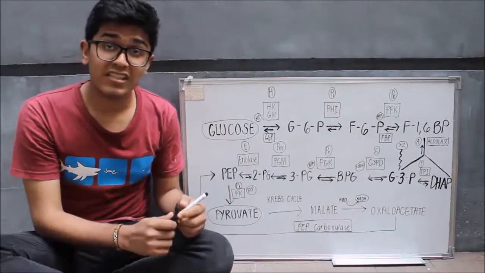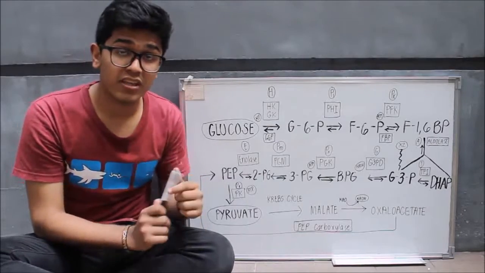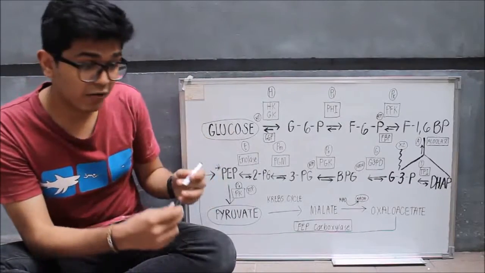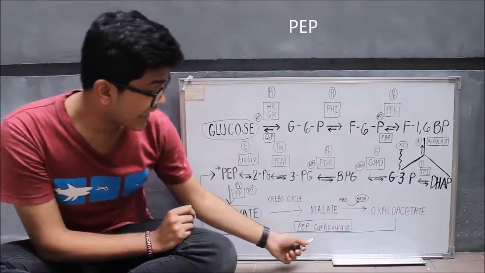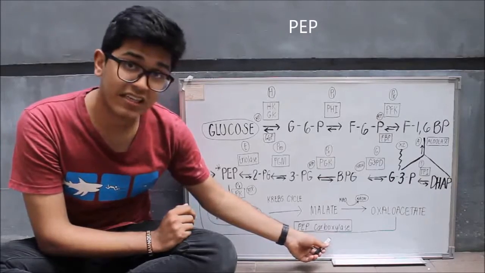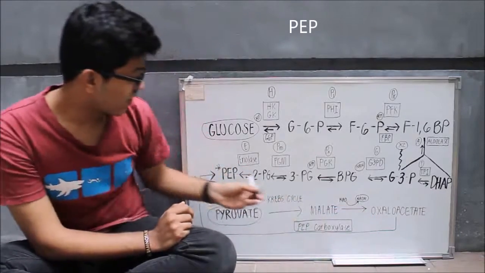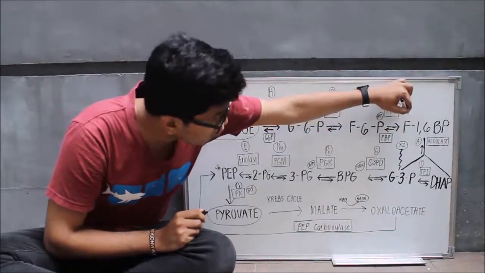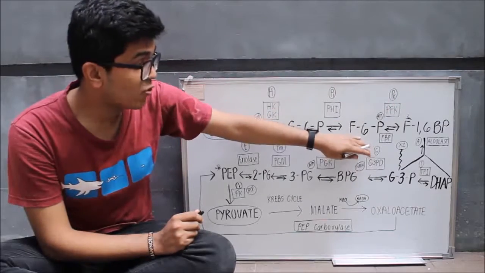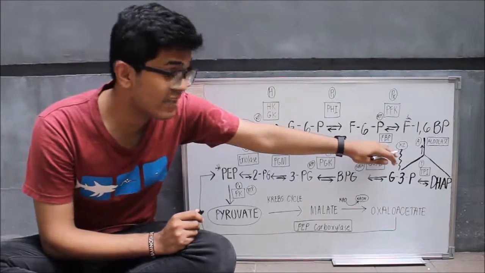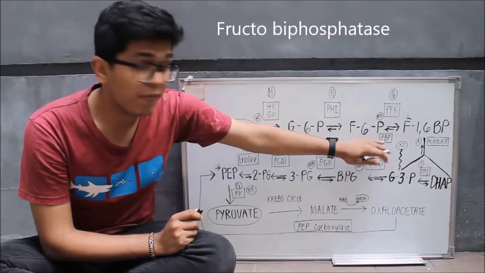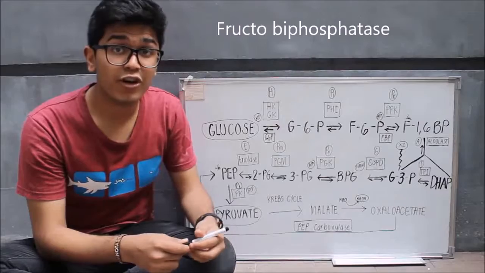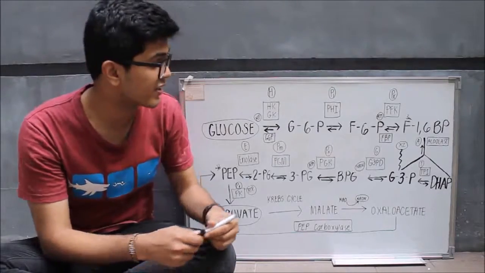So in gluconeogenesis, we need to remember three important factors. First is the phosphoenolpyruvate, because this one, via the enzyme phosphoenolpyruvate carboxykinase, would convert oxaloacetate to phosphoenolpyruvate. The second is the conversion of fructose 1,6-bisphosphate into fructose 6-phosphate via the enzyme fructose bisphosphatase. Remember, fructose bisphosphatase. Phosphofructokinase is used for glycolysis, not gluconeogenesis.